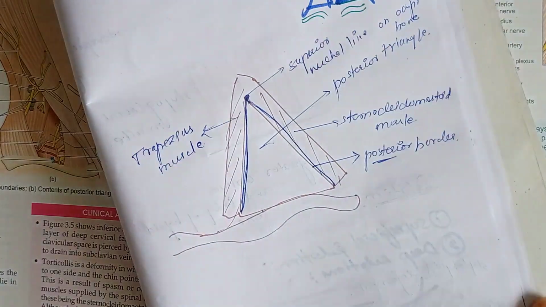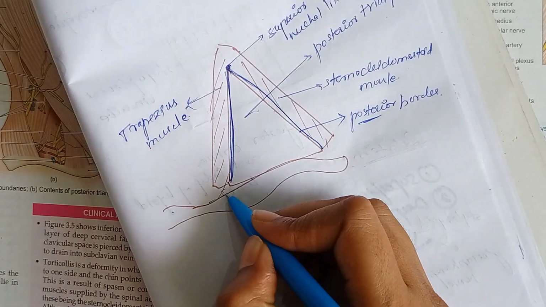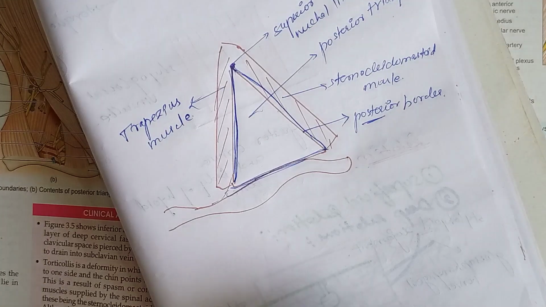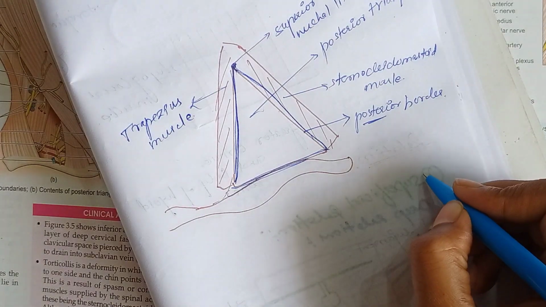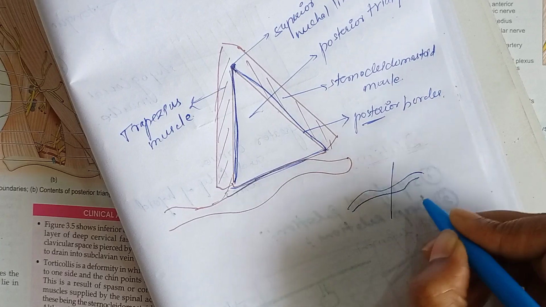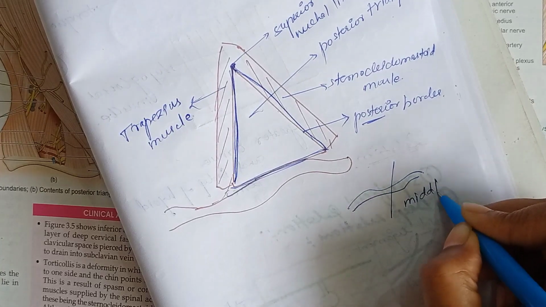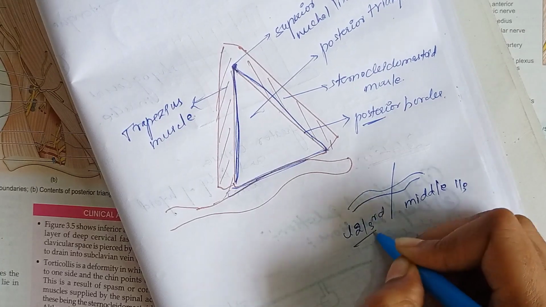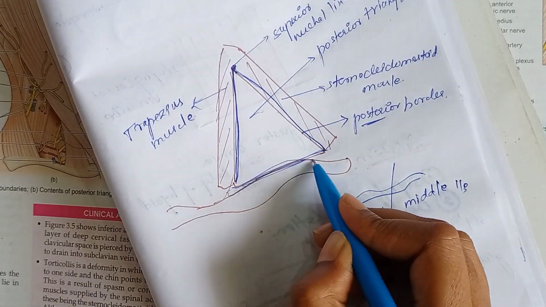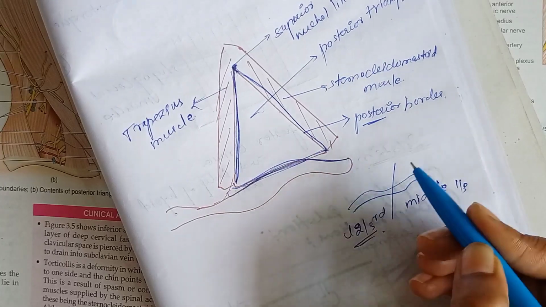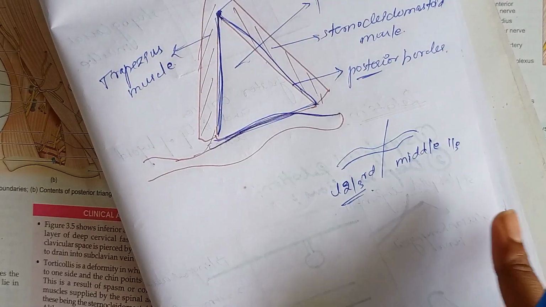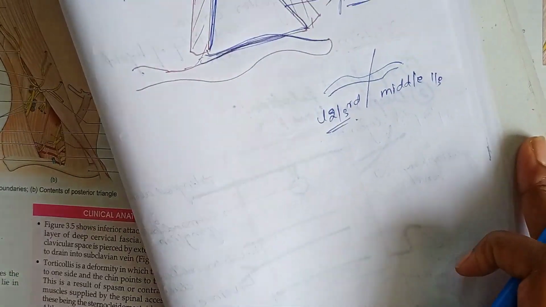This is the apex, and the inferior border, that is the base of the triangle, is formed by the superior aspect of the middle one third of the clavicle. As we already know, it has two aspects: the middle 1/3 and the lateral 2/3. So the superior surface of the middle 1/3 of the clavicle forms the inferior base of the triangle. And what are the roof structures formed by?